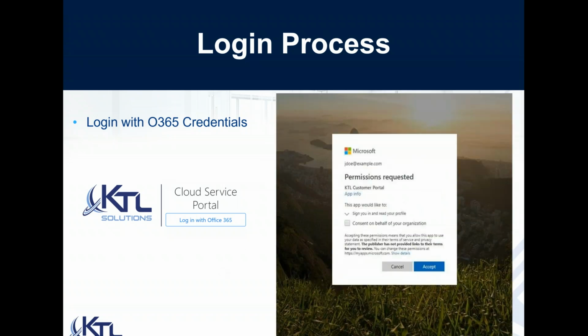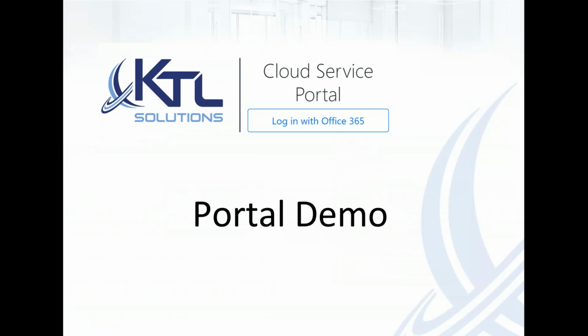This screenshot is what you're going to see the first time you log in. This is just asking for permission so that you can sign into an external app that's using your Office 365 credentials. You may, as a user, not have the permission to accept the app. You may need your system admin to do this. If you don't have a system admin internally that can do this, please contact KTL for your partner, and we can assist you in getting this set up.